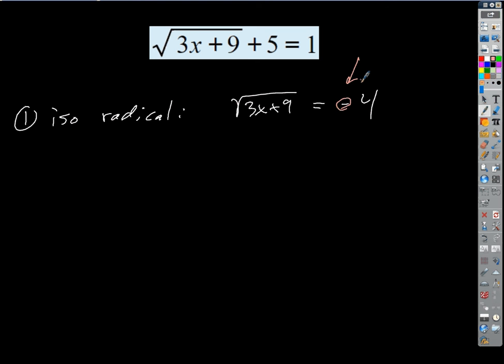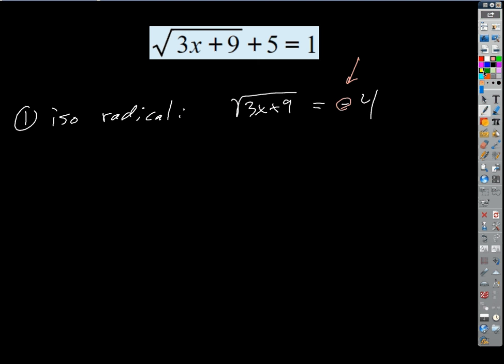Are there any values of x that could make that happen? No. So you can already tell, maybe you see this, that you're going to get no real solutions, right? You can already tell. But let's go ahead and just do the math to prove that. So we isolated the radical.